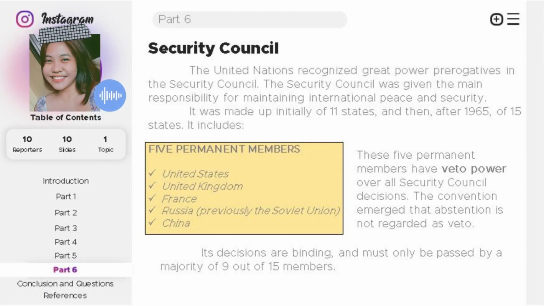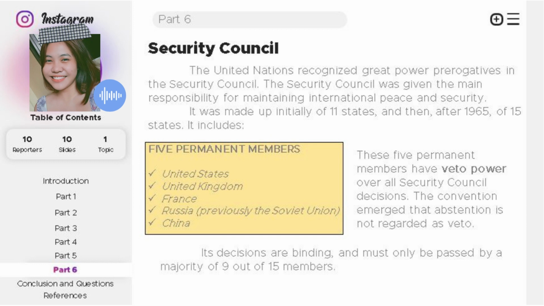Security Council. The United Nations recognized great power prerogatives in the Security Council. The Security Council was given the main responsibility for maintaining international peace and security. It was made up initially of 11 states and then after 1965 of 15 states. It includes 5 permanent members: United States, United Kingdom, France, Russia, and China.